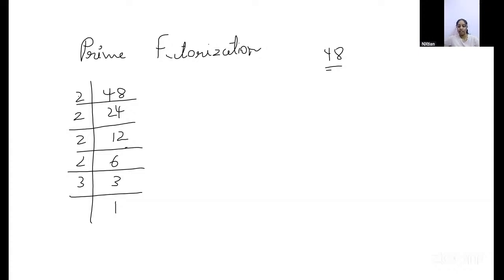Yes, ma'am. Can you just give me a minute? I'm copying it. Yes, Abraham, you can write it like this. Prime factorization. You can write all the factors like this: 48 equals 2 into 2 into 2 into 2 into 3. This is prime factorization.